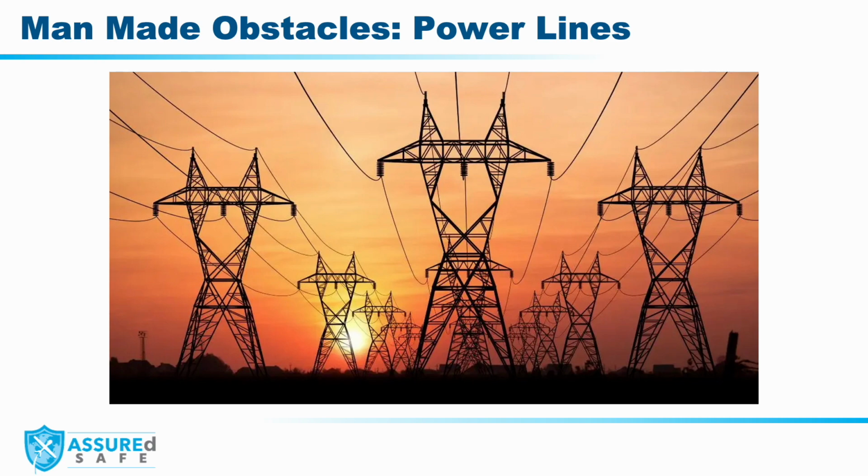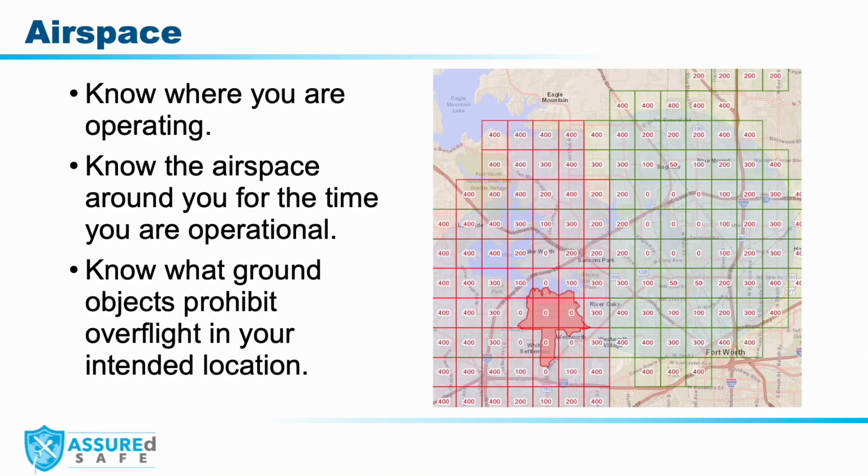We have spent a fair amount of time on airspace, but it goes without saying that pilots and anyone operating as an air boss need to know where they are operating. You need to know the airspace around you for the time you are operational and know what grounded objects prohibit flight in your intended location.